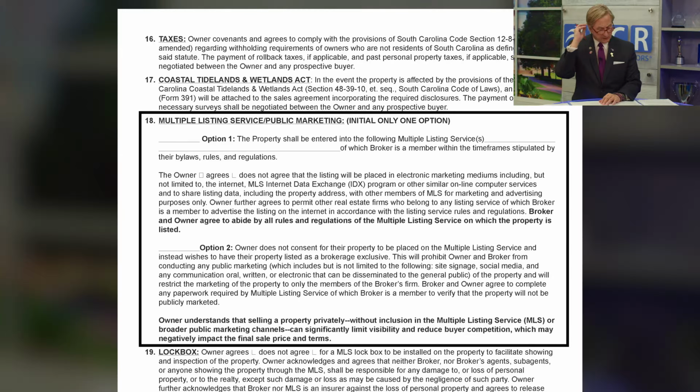18, multiple listing service public marketing. This is where the owners are going to initial one of these two options. The owner must choose whether the property will be entered into the MLS or kept as a broker exclusive. Note the warning in option 2, limiting exposure can impact the final sales price.